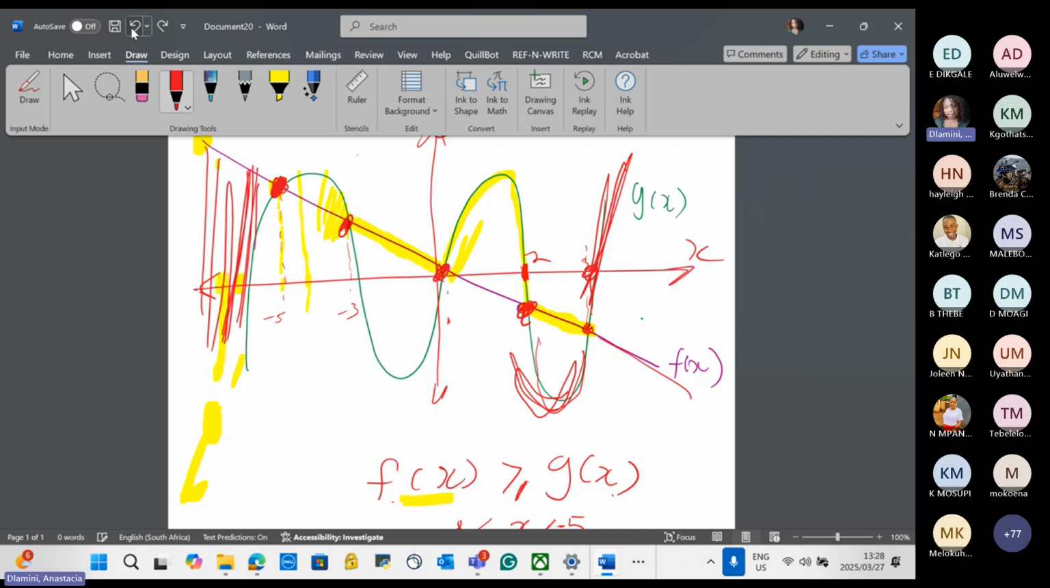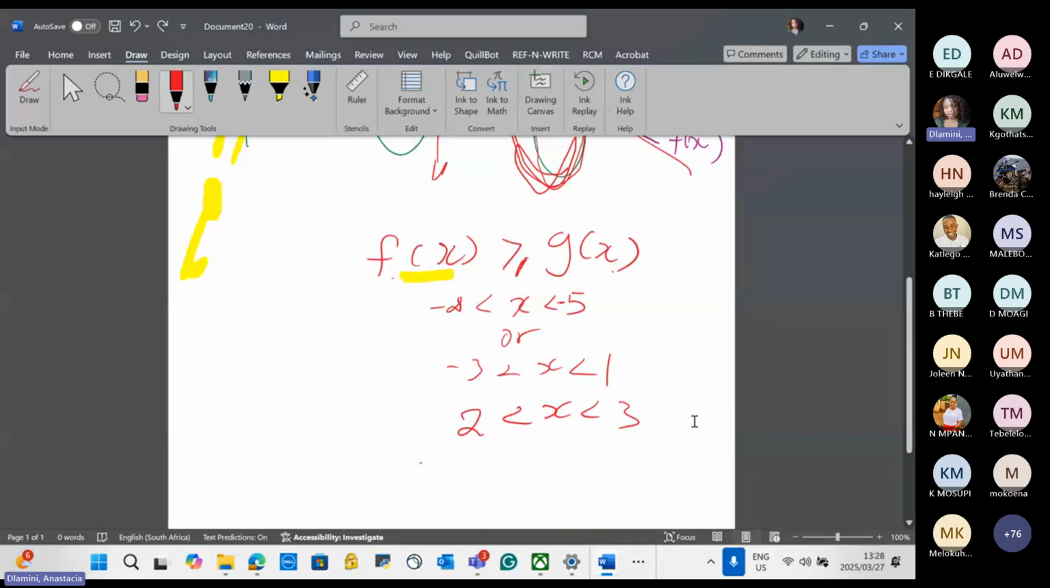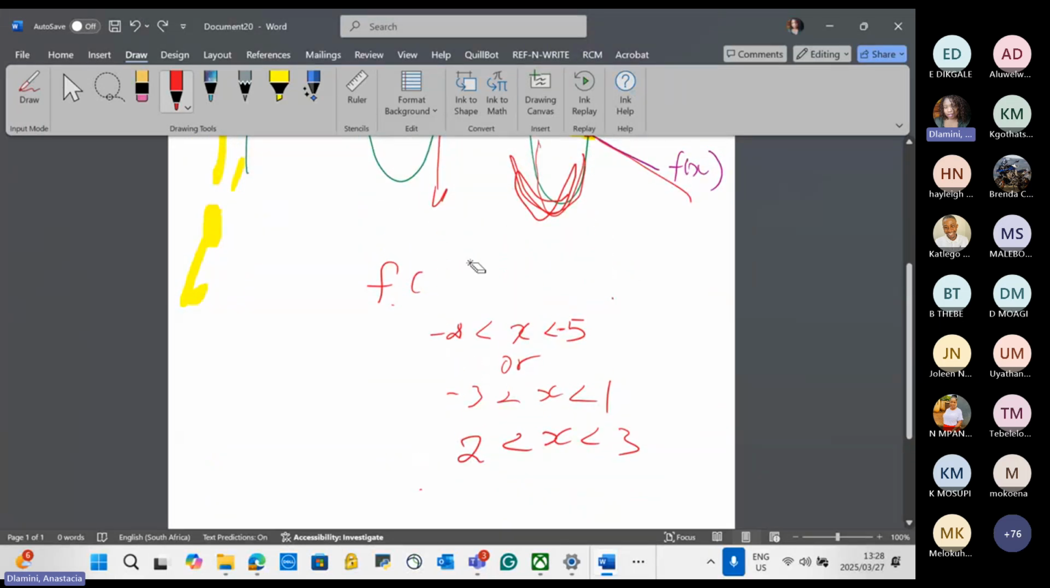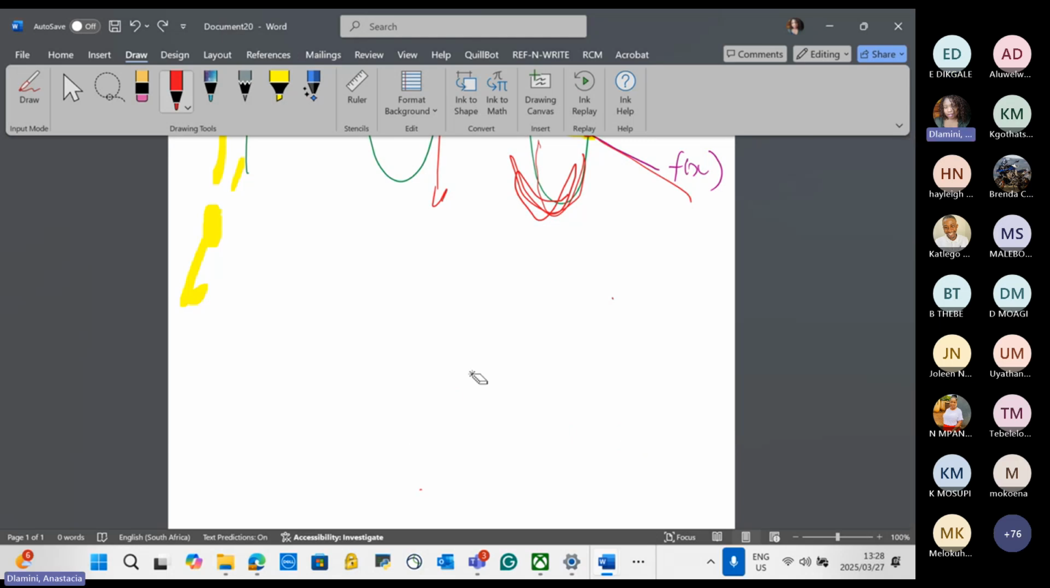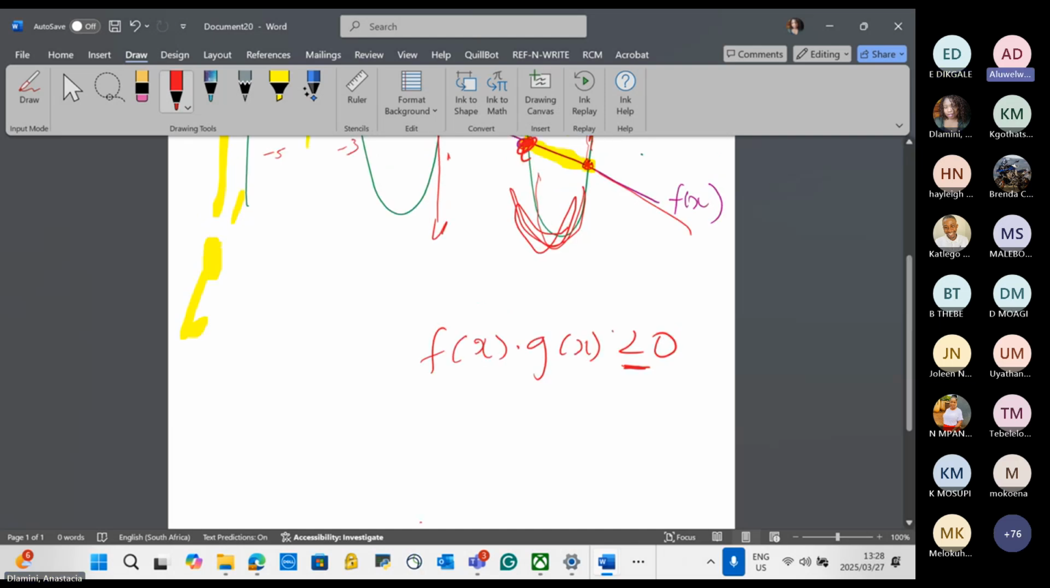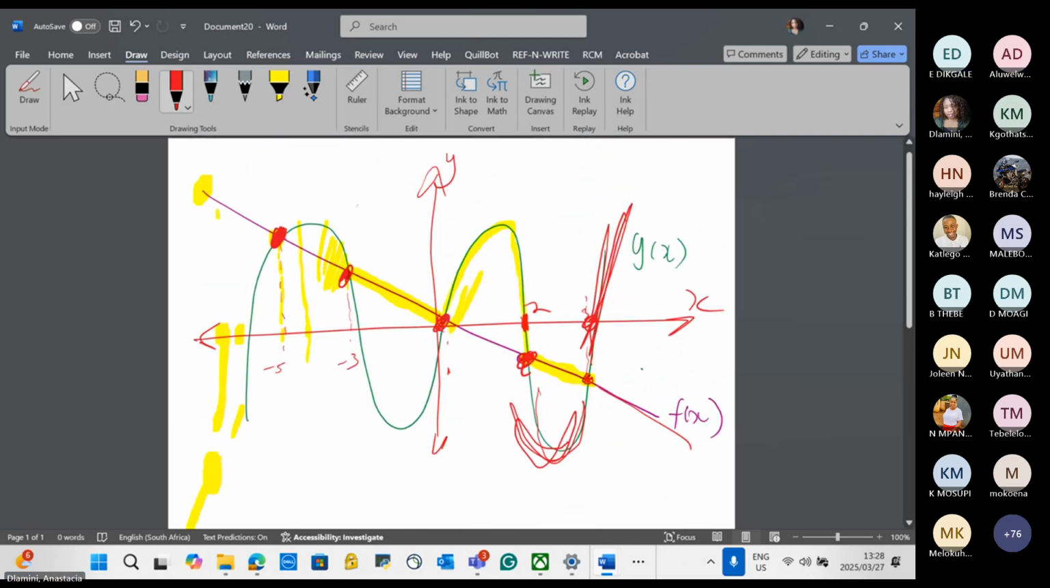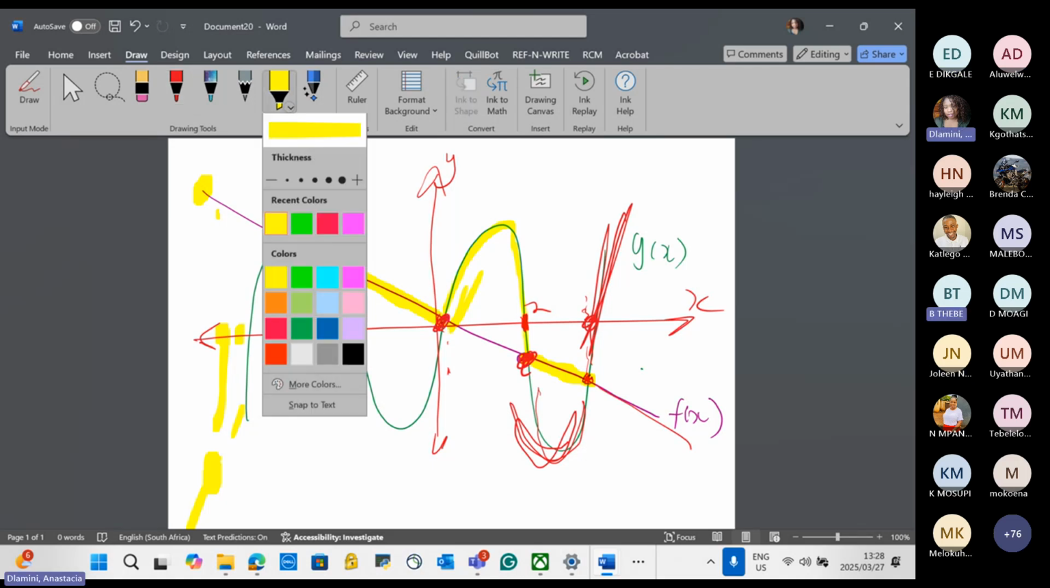Okay, so let's look at this. I'll use a different color. There's one that says f of x times g of x is less than 0. Do you see that one? Let's put less or equals to 0. Okay. You know how you do that one? Yes, ma'am. Okay, can someone explain how do I do that one?